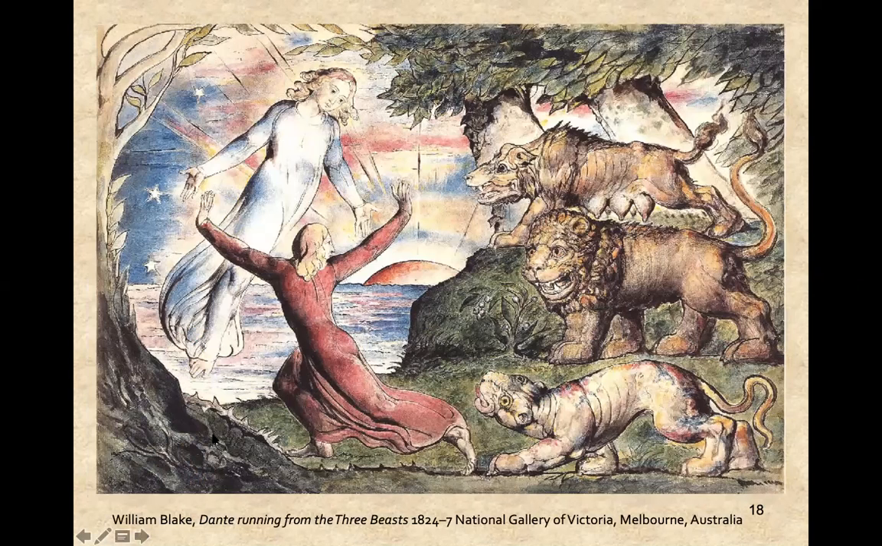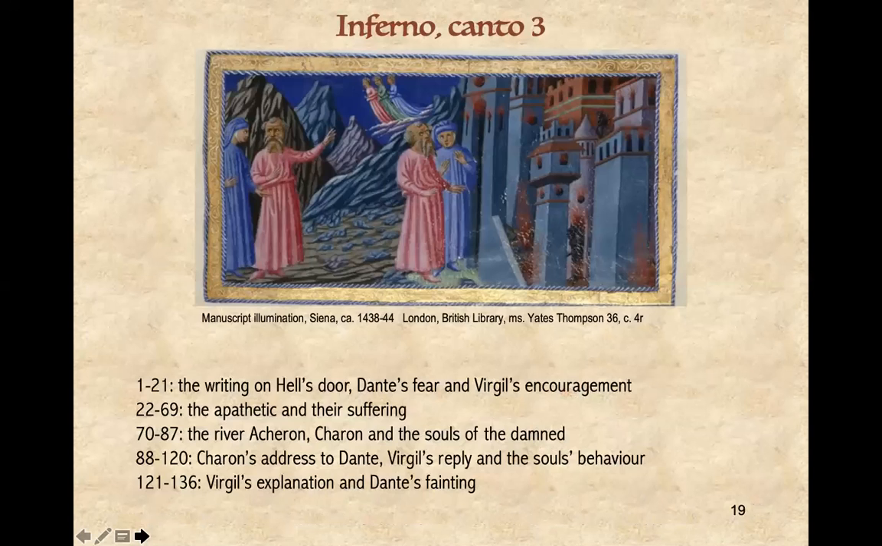And so I like this image by Blake, where you can somehow see all of the emotional components of this. On the one hand, the wild beasts, and on the other, this feminine presence that is there to protect Dante and to steer him in the right direction through the presence of Virgil. So let's now begin this journey with Canto 3, where Dante and Virgil enter through the gate of hell.